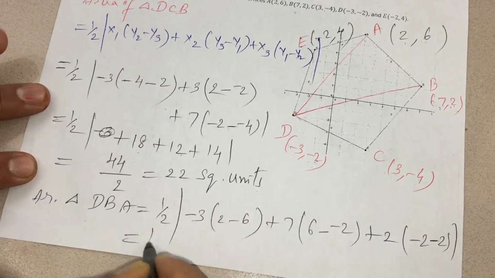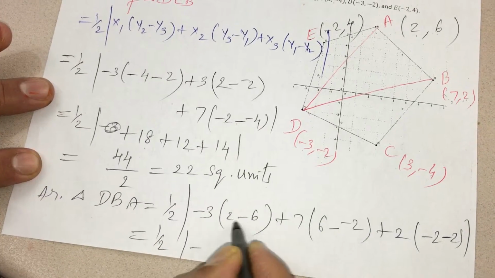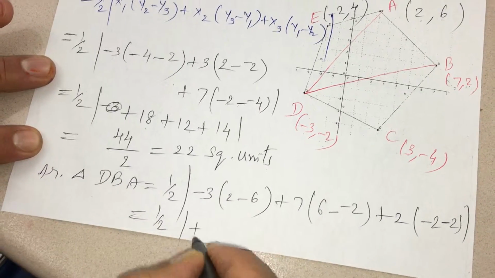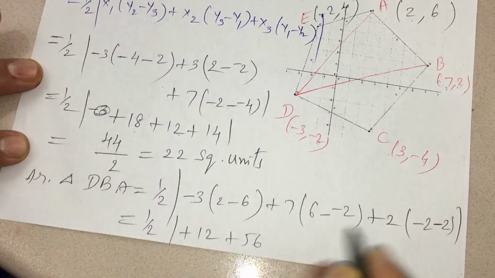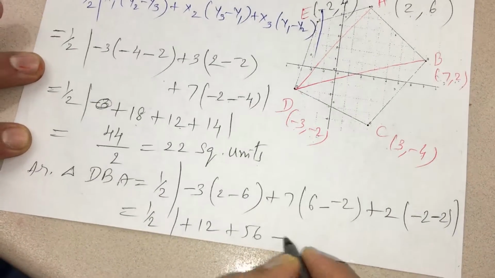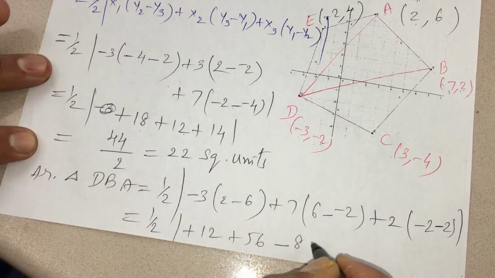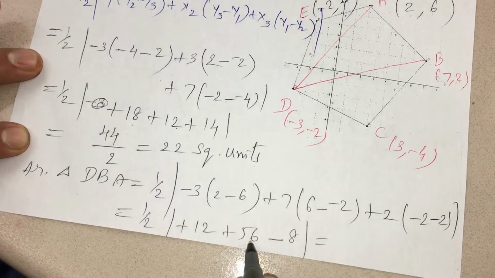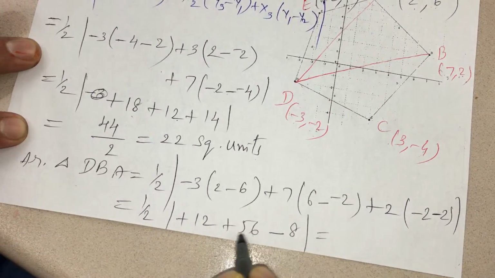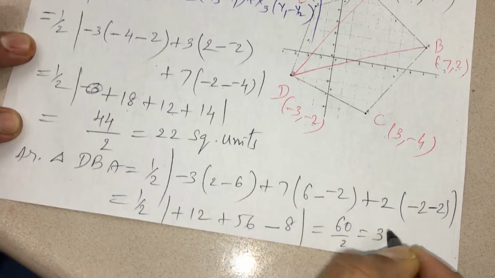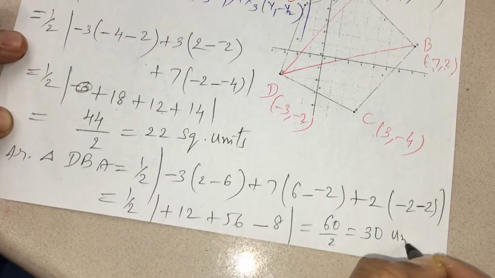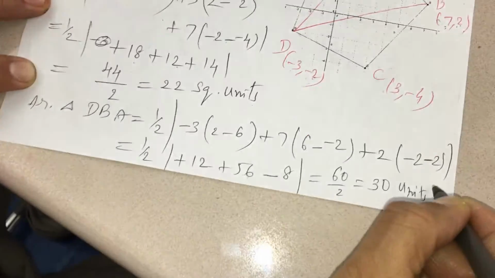So on simplification, half, this is -4 times -3 is +12, and this is 8 times 7, 56, and this is -4 times 2, -8. Thereby, we get 56, that is 48, 50, 60. 60 divided by 2, I got 30 square units.